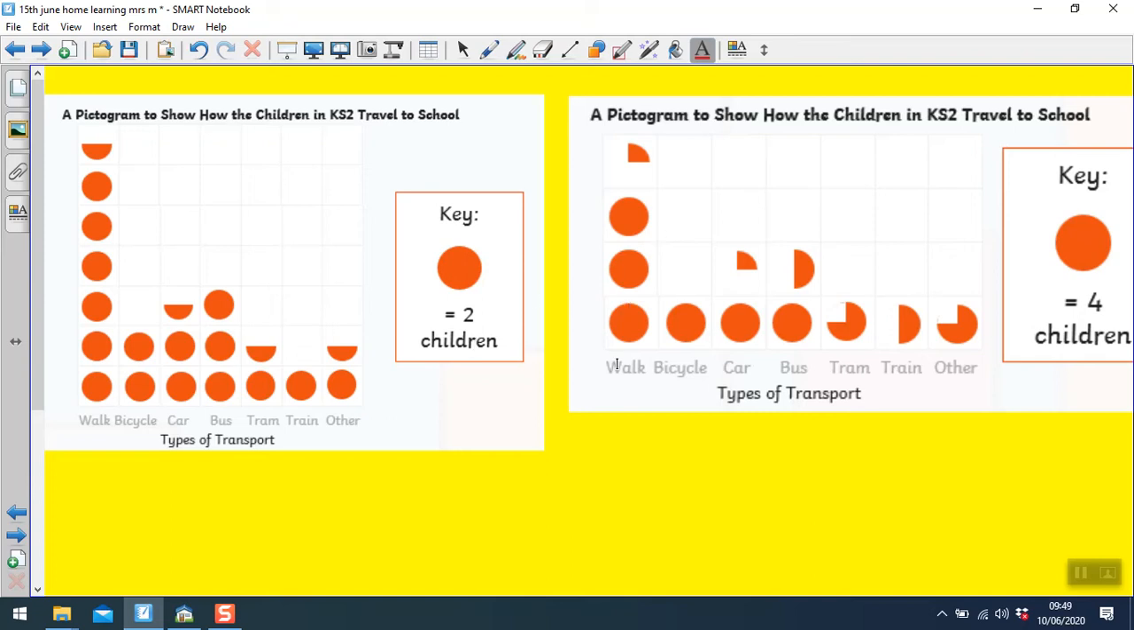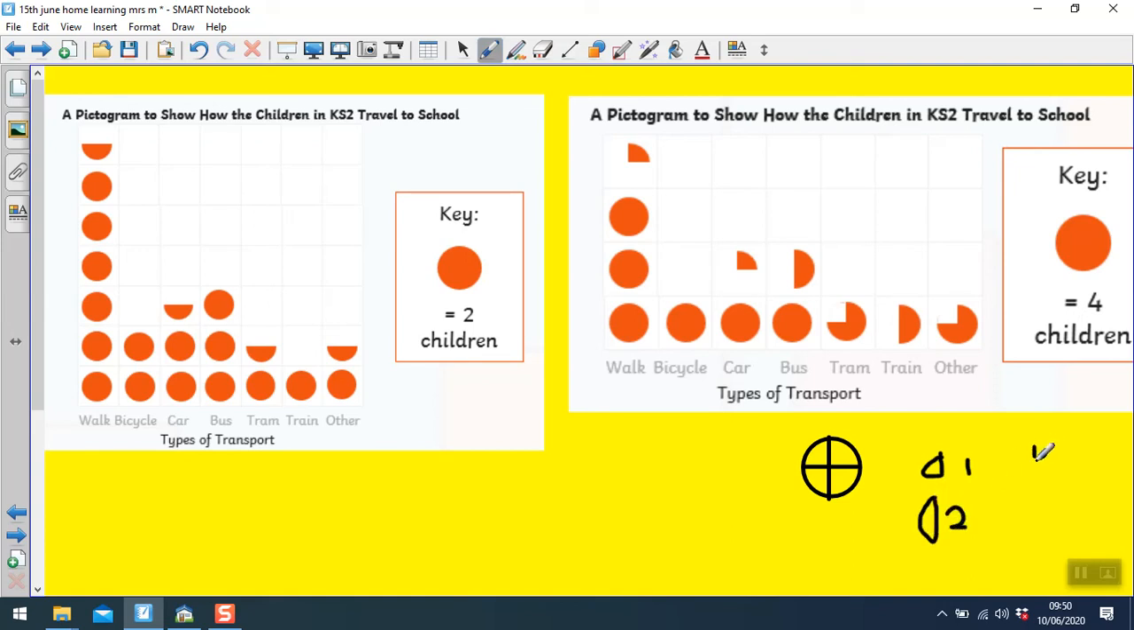But over here we've got the same options: walk, bicycle, car, bus, tram, train, other, but the key is different. So this time one circle represents 4 children. So thinking about one circle equals 4, half of a circle is going to equal 2. So each quarter of a circle will equal 1. So this equals 1. Half of your circle equals 2.